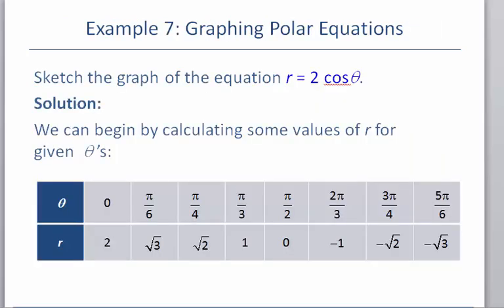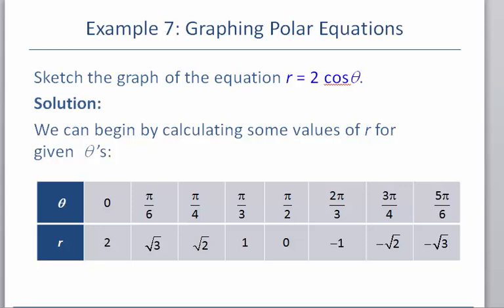Now, as the equations become more complicated, for example, sketch the graph of the equation r is equal to 2 cosine theta. This is an equation that has both an r and a theta in it. We have several options for forming our graph. We can do a table of values as shown in the picture below.